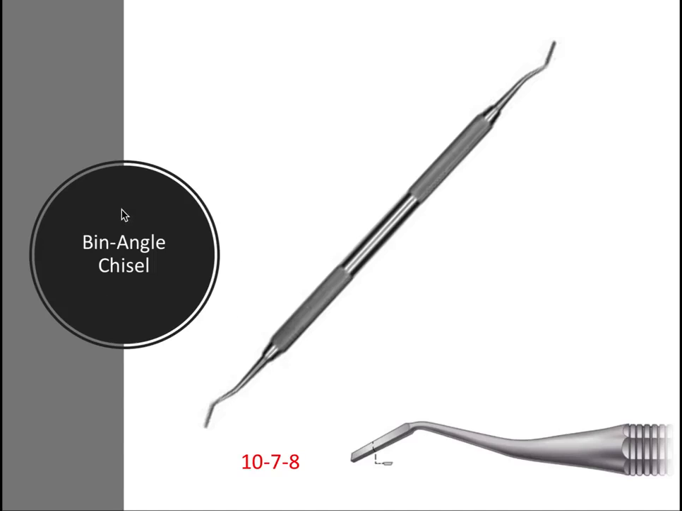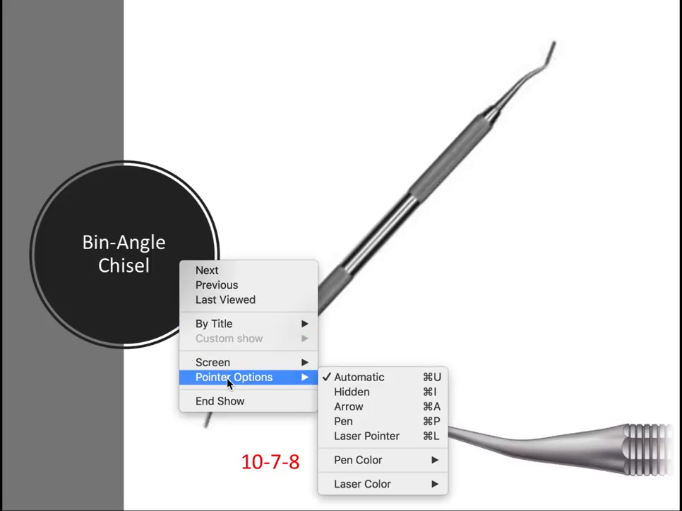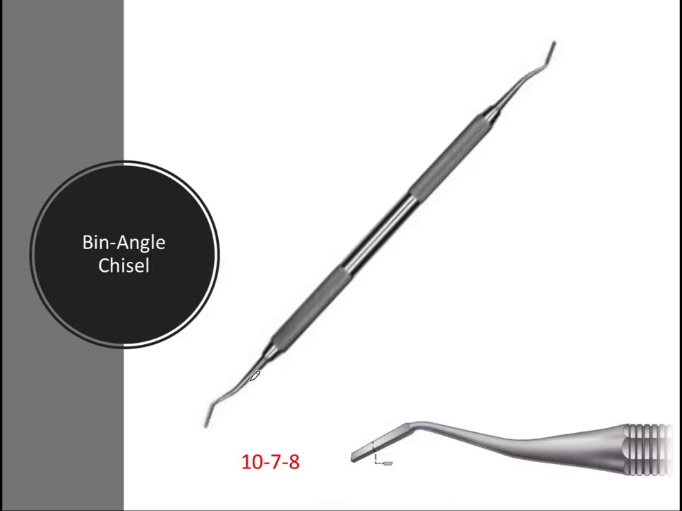Next, we have the bin angle chisel. This is also a double-ended cutting instrument used for planing walls of enamel, and it's called bin angle because there are two angles in the shank of the instrument. So if this is the handle, we transition to the shank. There's one more subtle angle, and there is the second. And you can also see it in this diagram here and here. And then we transition into the working end.